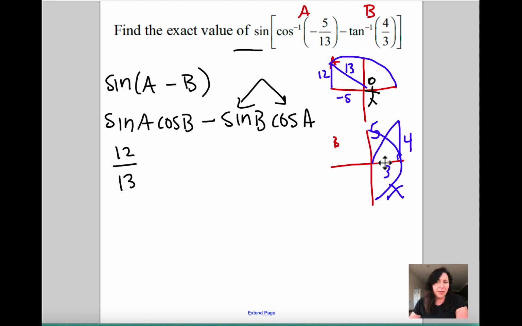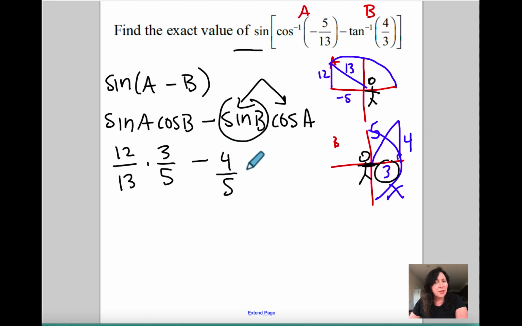Excuse me. Cosine of B. Here we are down here at B. This is B. Cosine adjacent over hypotenuse times 3 over 5 minus sine of B. Well, I'm back down here. Sine B. Sine opposite over hypotenuse, so 4 over 5. Cosine of A. You're back up here. Cosine adjacent over hypotenuse, so negative 5 over 13.